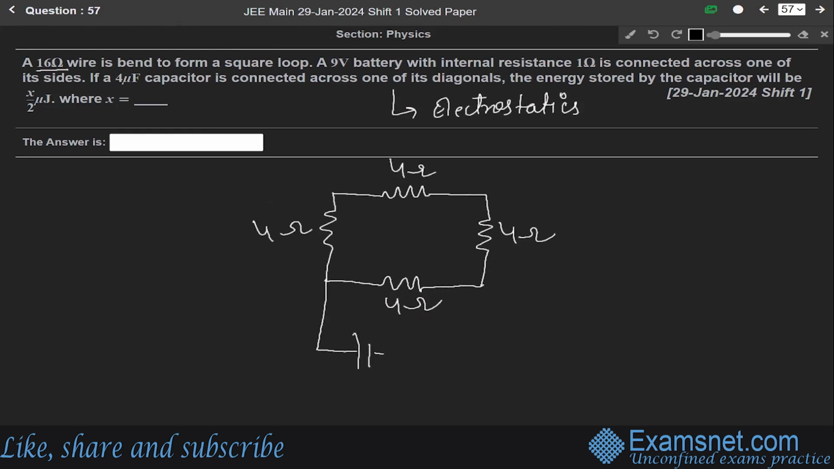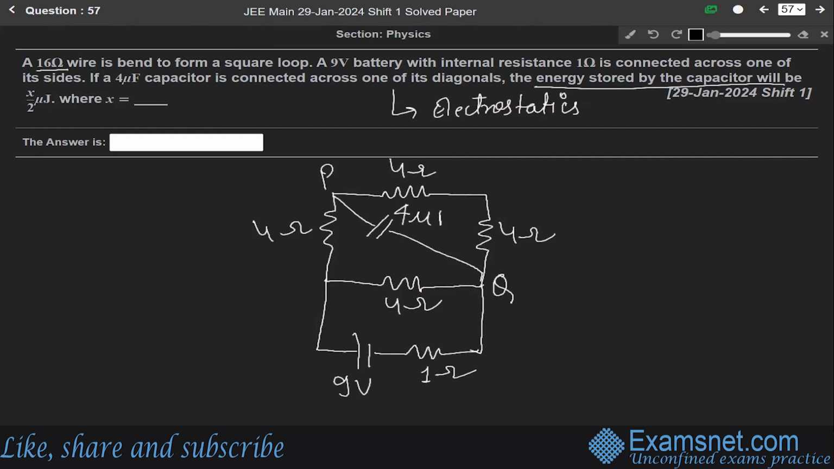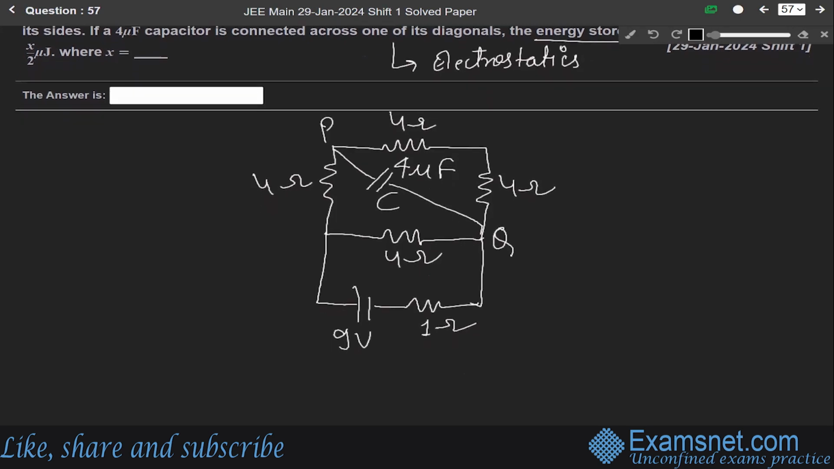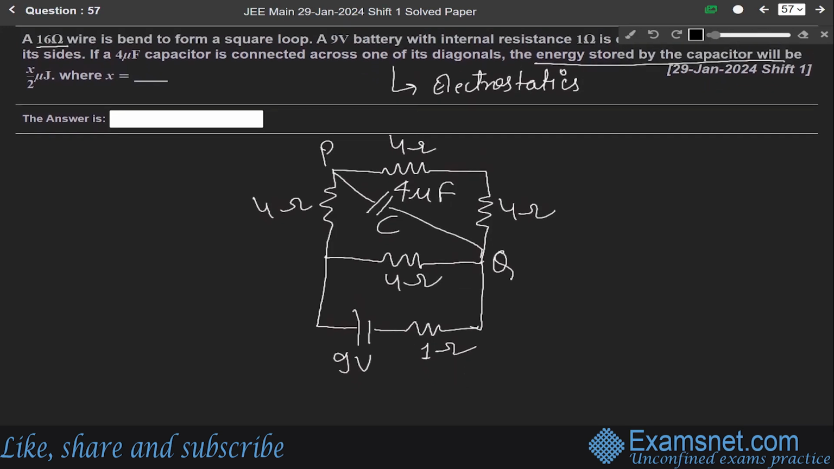A 9-volt battery is connected in the circuit like this, with a resistor of 1 ohm. The 9-volt battery and a capacitor are in between, like this: this is point P, this is point Q. We have to find the energy stored by the capacitor. This is a capacitor of capacitance 4 microfarad.